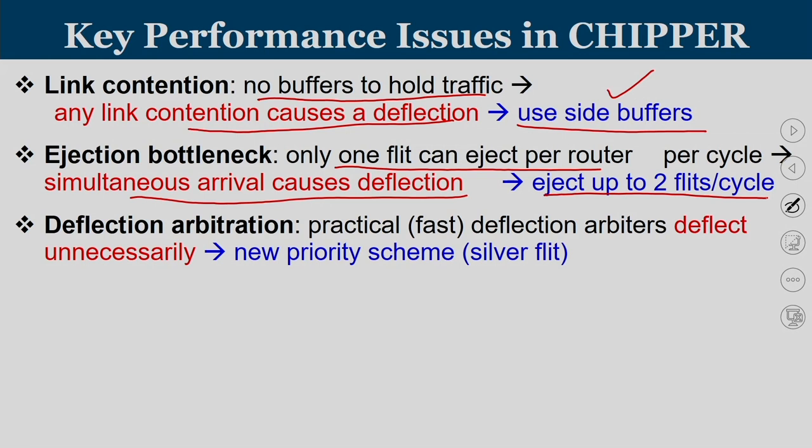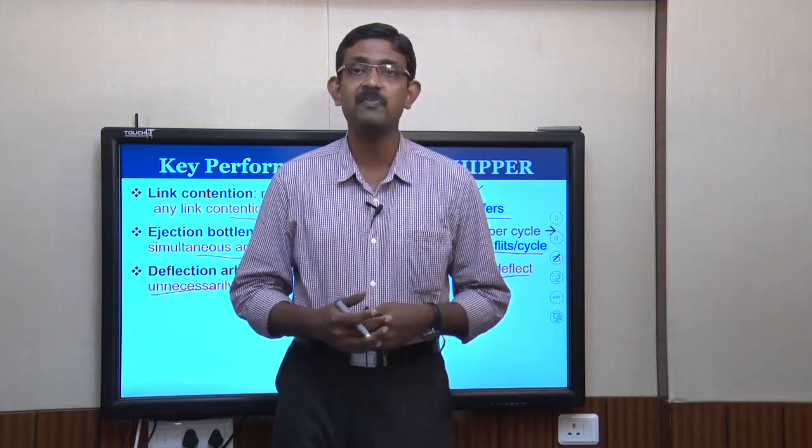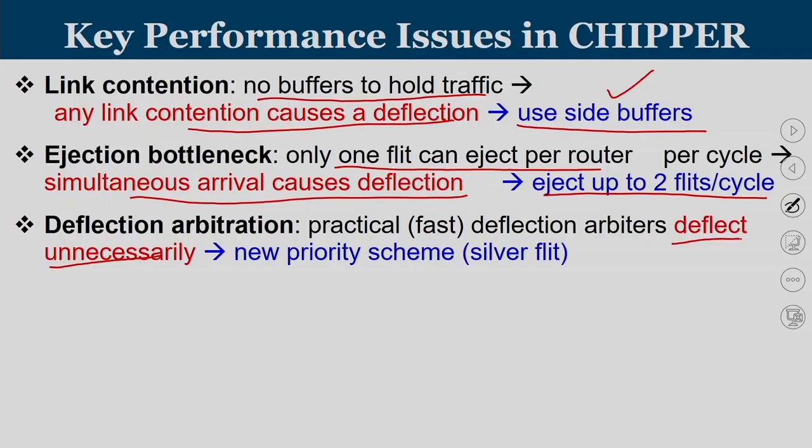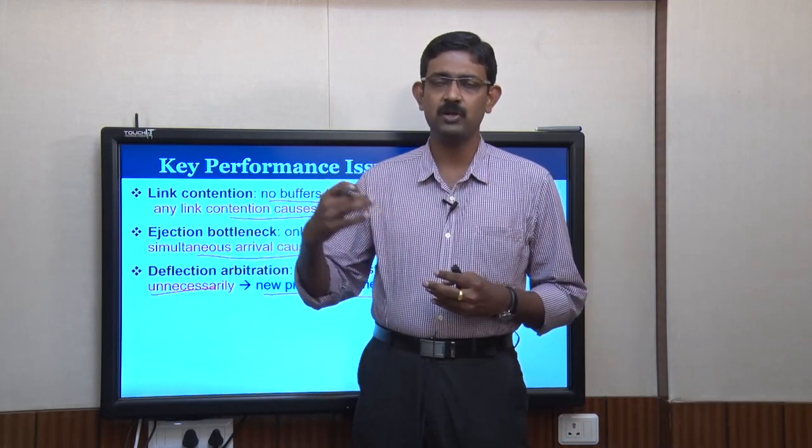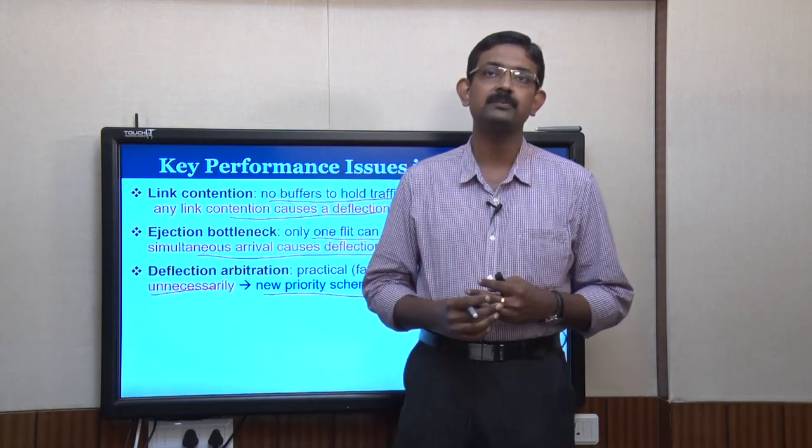So, they are going to deflect unnecessarily, because you have the golden flit concept, and only one packet at any given point of time is termed golden; all others are not golden. So, can you bring in one more level of priority? A new priority mechanism is being brought, called the silver flit. On top of the conventional CHIPPER architecture, we are trying to introduce three more concepts.